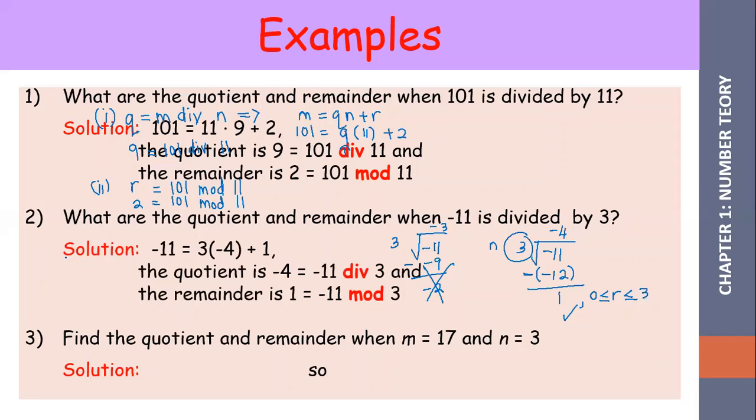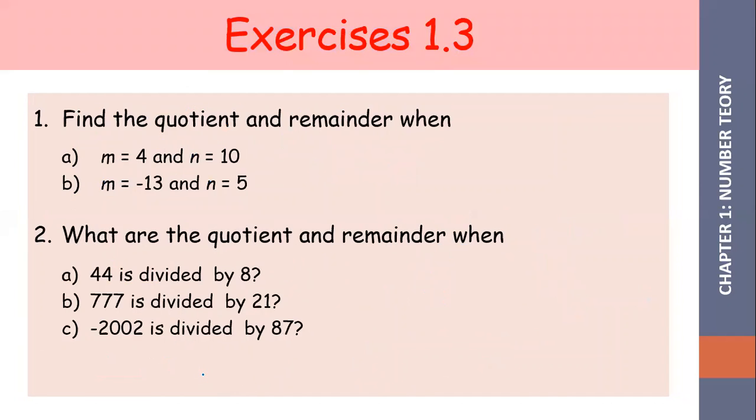and the remainder is 1, equal to negative 11 mod 3. Now find the quotient and remainder when m is equal to 17 and n is 13. This one, I want you to try to do on your own. This is the exercise. Believe me, if you don't try to do it, then you won't know whether you understand it or not.